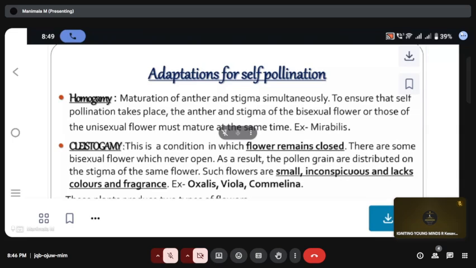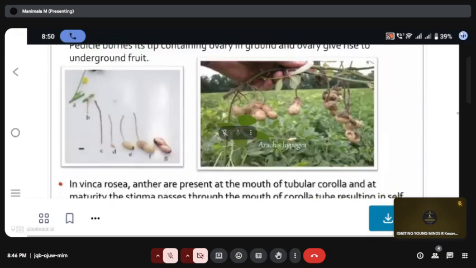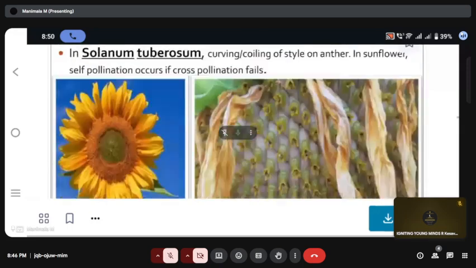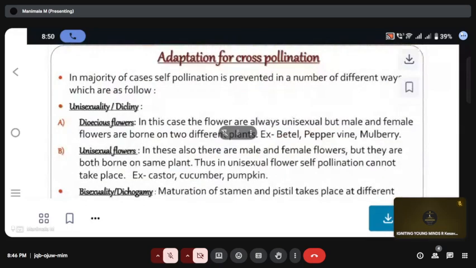And the next one is outbreeding devices. What are outbreeding devices? Up to now, any doubt? The two types of pollination, advantages and disadvantages? No, ma'am. So what is the outbreeding device we are going to see? What do you mean by outbreeding devices?